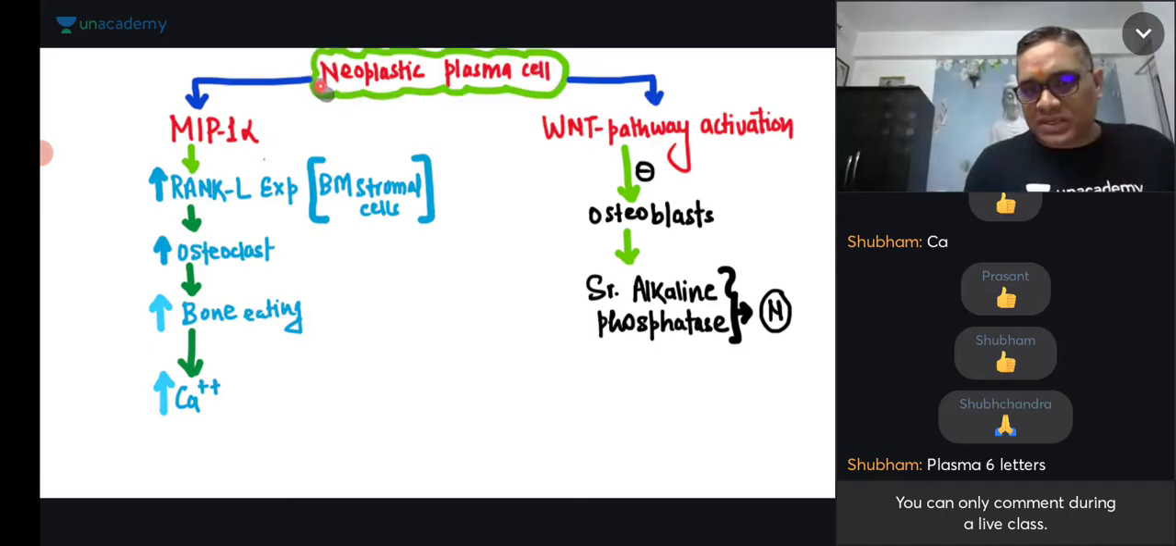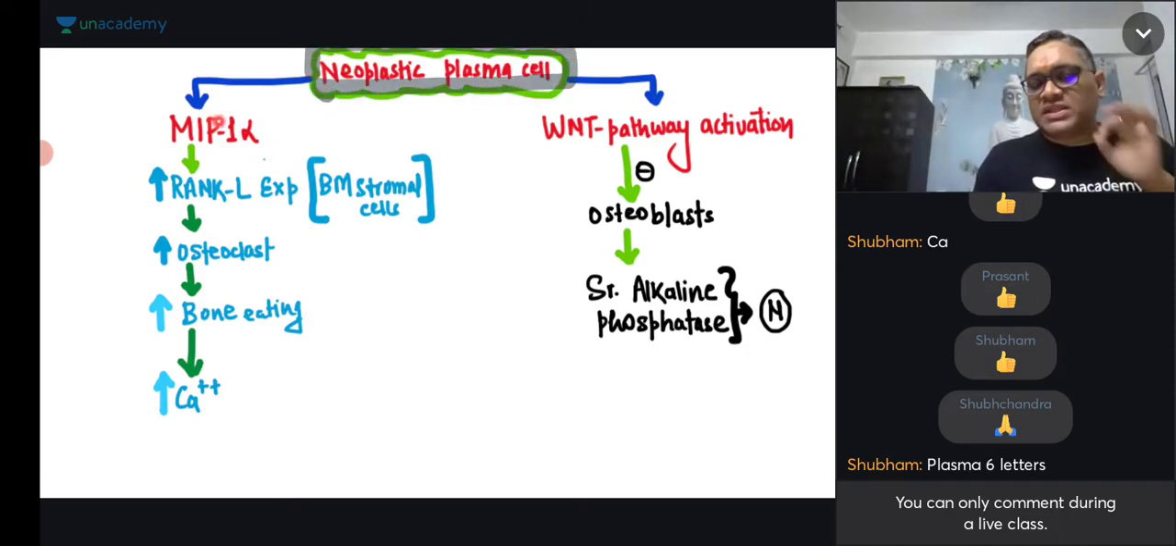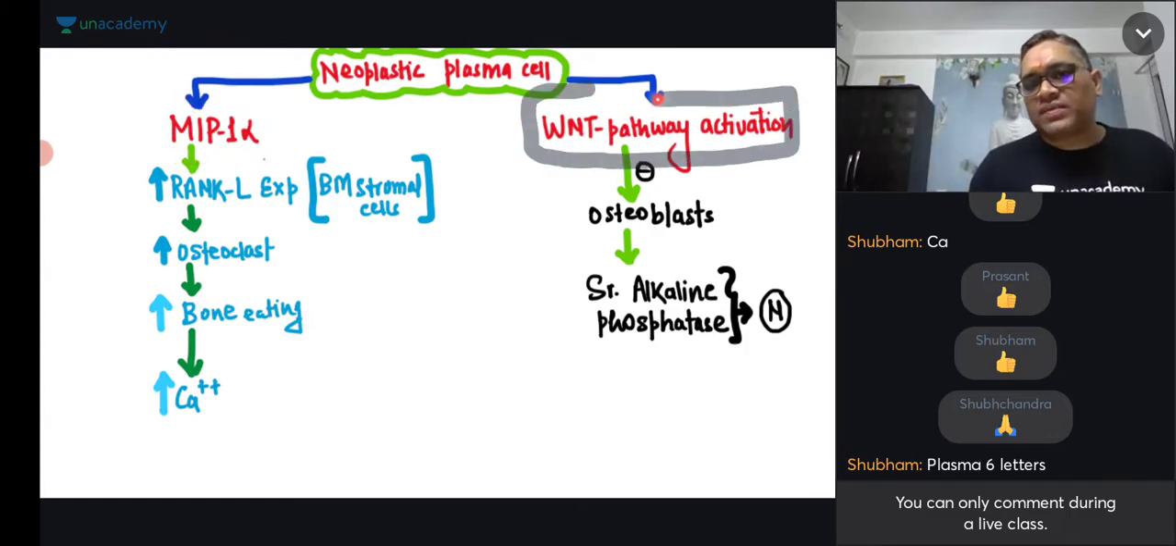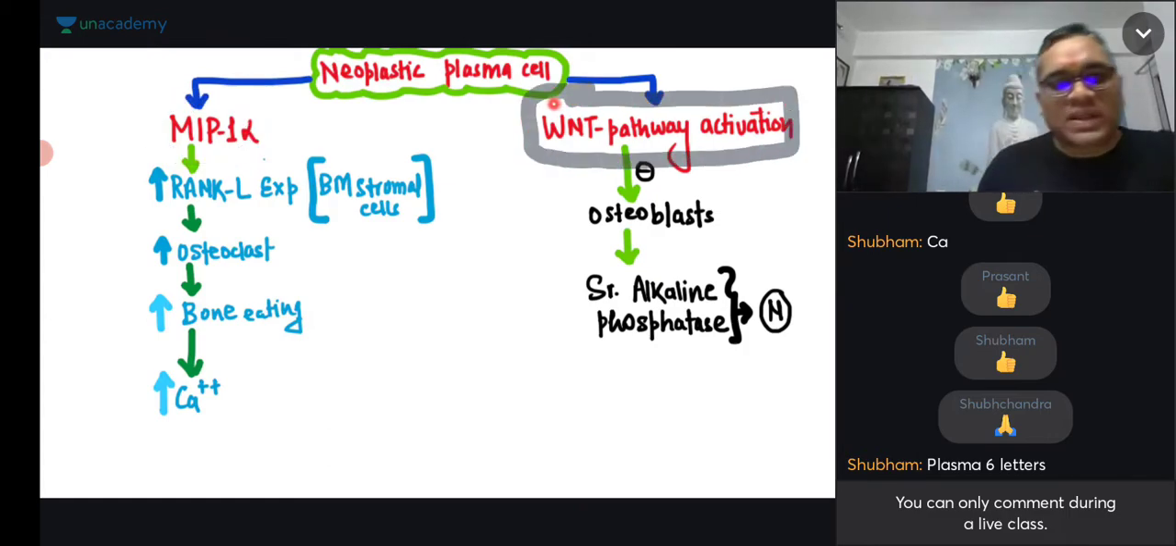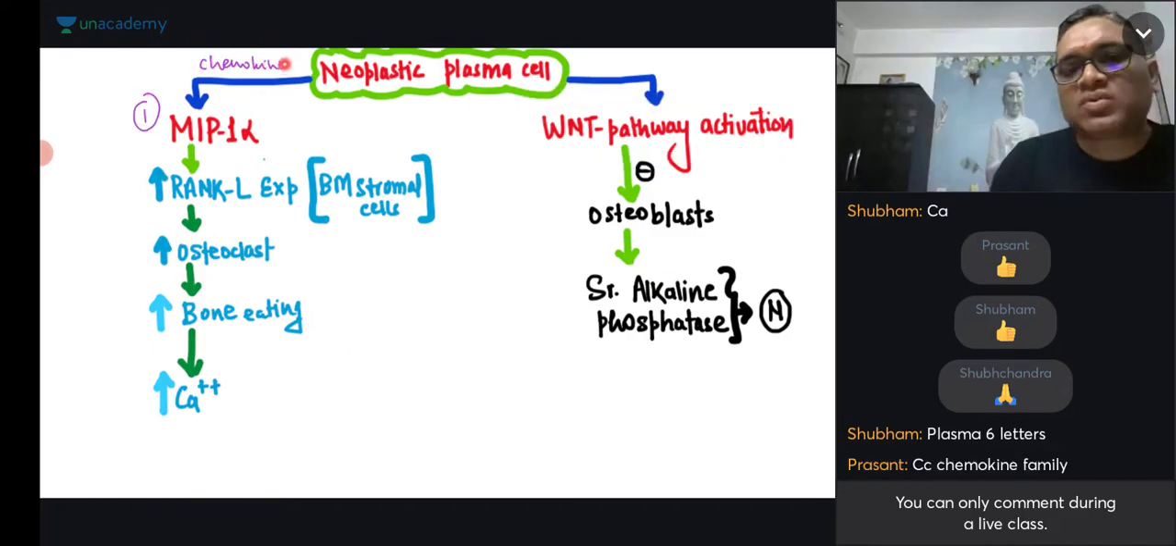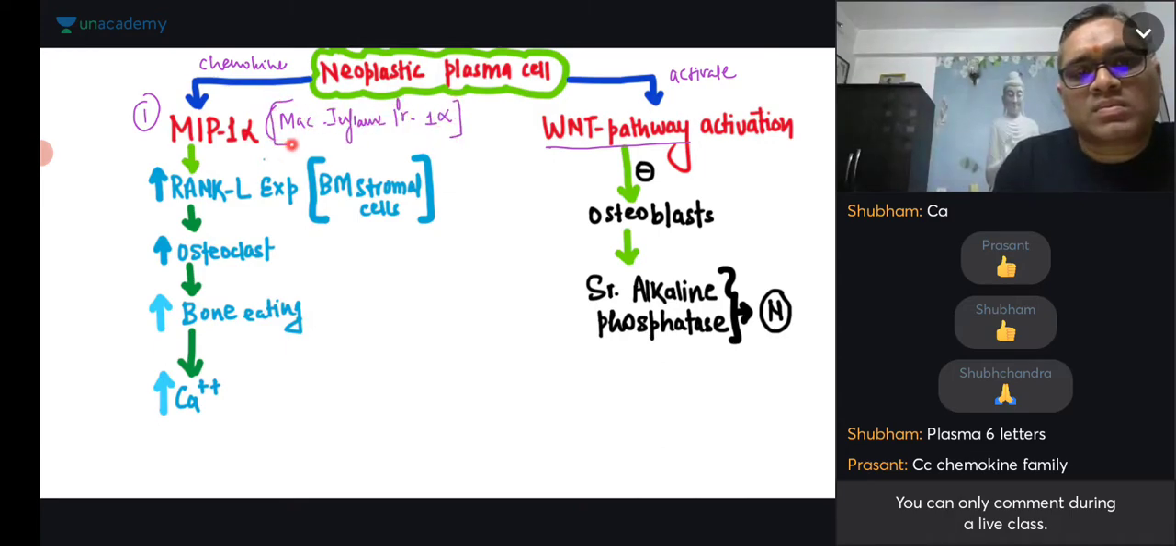Fine. So what is the criteria? What is the thing you have to understand in the neoplastic cell? Neoplastic cell will be releasing two important things, right? One is the MIP-1 alpha chemokine, and second is they will be activating the WNT pathway. These are the two things you have to remember, right? Neoplastic plasma cells are going to release a chemokine, and they are going to activate the WNT pathway, right? MIP-1 alpha is macrophage inflammatory protein 1 alpha. Macrophage inflammatory protein 1 alpha is a CC chemokine, right?